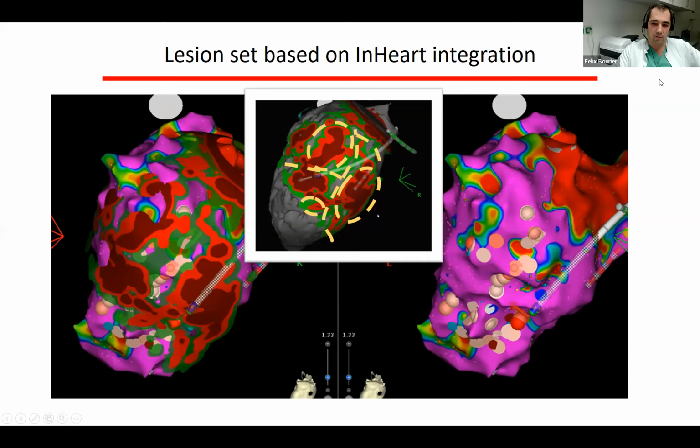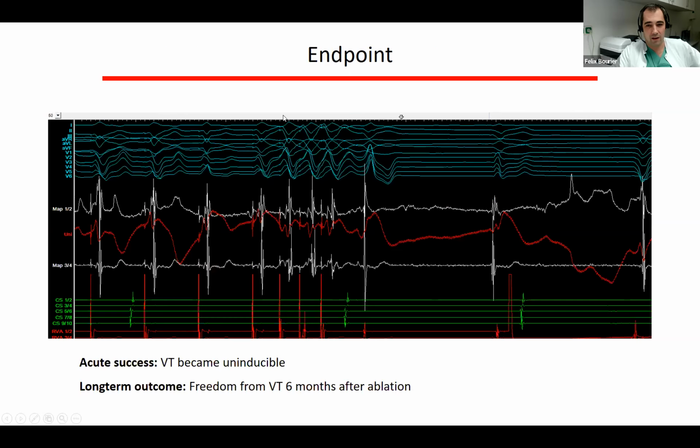So next step was applying the RF ablation based on inHEART segmentation. I think we didn't have nice electrograms, not too many. We didn't have a substrate finding in the electroanatomic map at all, or almost not at all. So we closed the presumed VT isthmuses based on the precisely registered model. And finally, after doing that, VT was not inducible anymore.